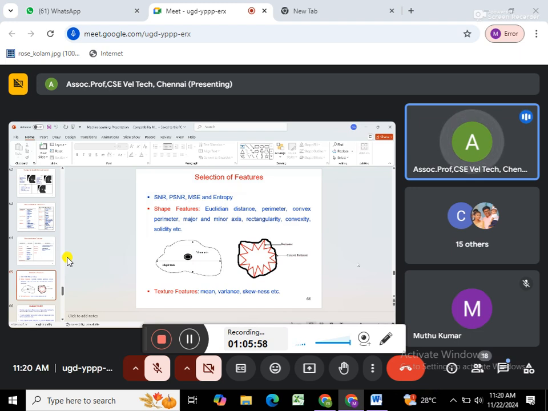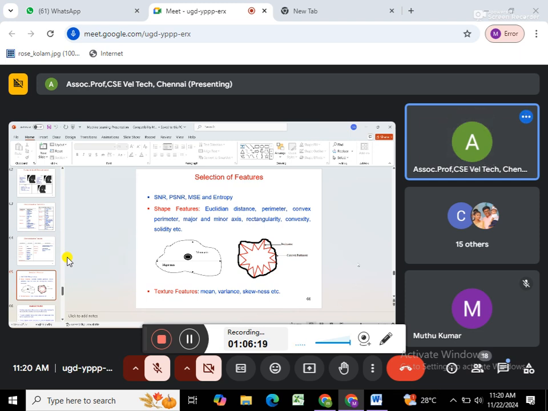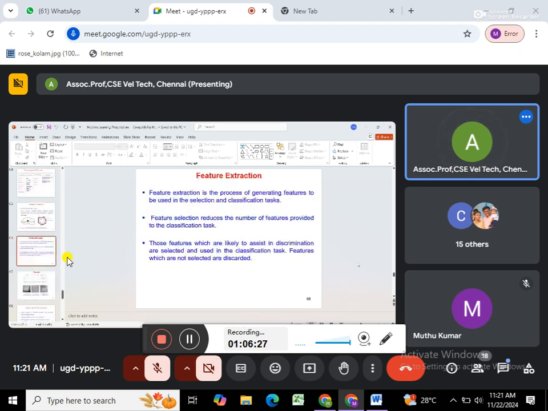And selection of features with respect to SNR, signal to noise ratio, peak signal to noise ratio, mean square error, entropy, equidistant distances can be used for classification, perimeter or convex perimeter, major or minor axis, rectangularity, convexity, solidity, all these you can take in your work. For texture features, I already told you mean, median, variance, skewness, autocorrelation, right? All these can be incorporated.